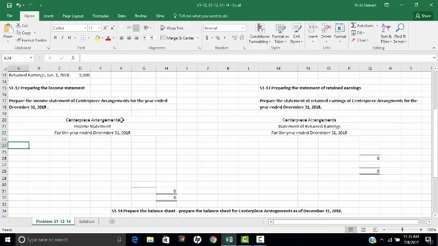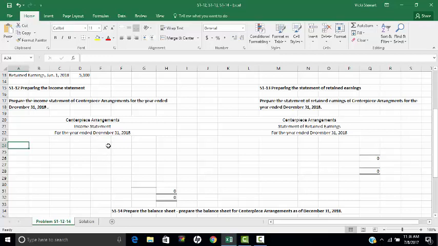The who is the company, Centerpiece Arrangements. The what for this one is the income statement, and the when is for the year ended December 31st, 2018, but it will always be for whatever the period is. It will be for the month ended, for the quarter ended, or for the year ended. So remember, the income statement will always be headed in this way.